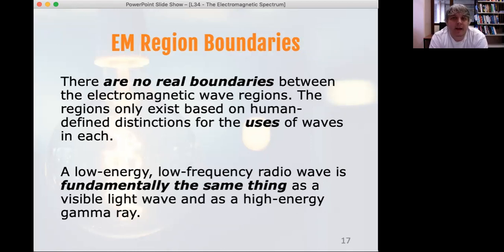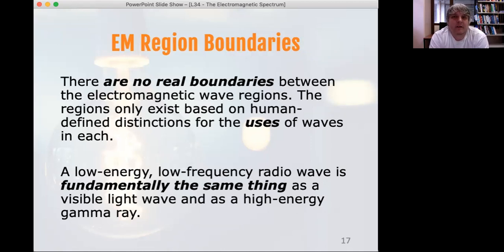You can't look at them and do that. What we have is regions that we sort of describe in general ways based on our use for those waves. Right, that's it. It's just the uses of the waves. Radio waves could be used for other things. We use them for radio, so we call them radio waves.